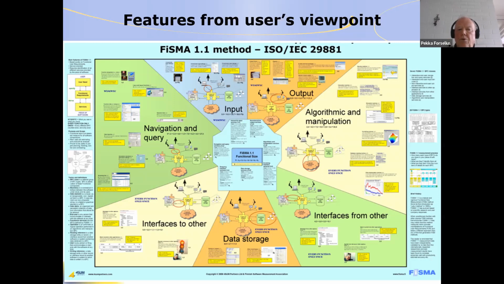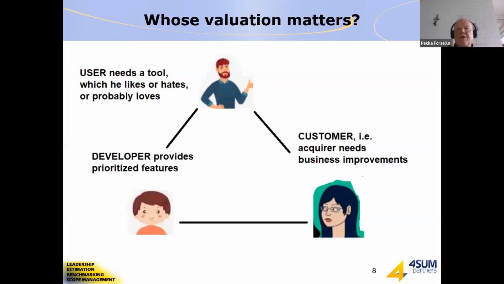Then on the left side down, there are interfaces to other systems, so different integration, messages, for example. And then on the right side, interfaces from other systems. So our software is receiving data groups from other applications. Then there are data storage services, meaning usually different database tables, entities. And then there are finally algorithmic and manipulation services, so automated manipulation routines in the system. All of those are defined and used by users. Okay, they are just the areas.